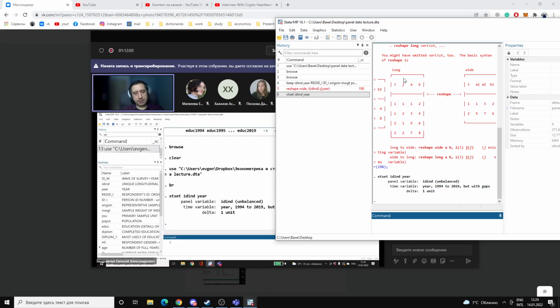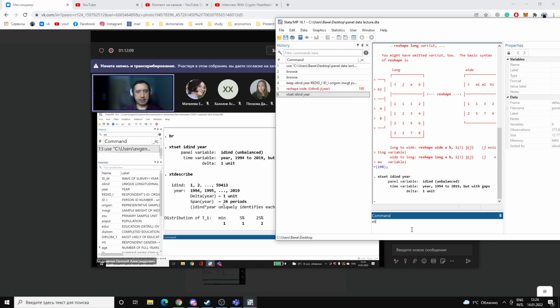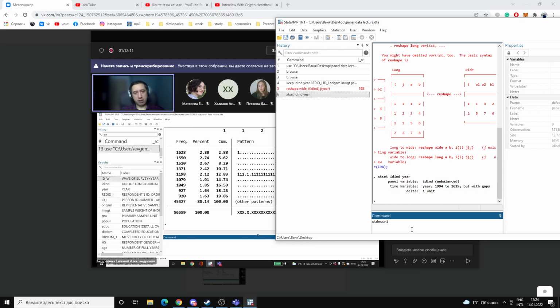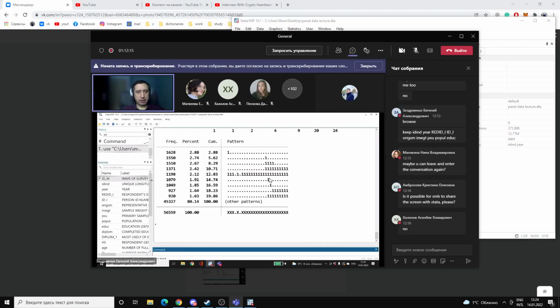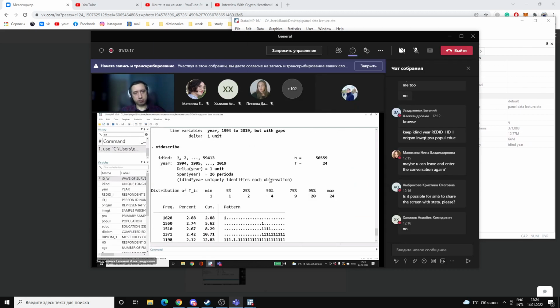next you should use the xtdescribe command. Well, it is about participation patterns. Note we have 5 minutes and it will be sufficient to explain it. Look, what we have. Here we have simple descriptive statistics for our panel dataset. ID shows how many units we have, almost 60,000.